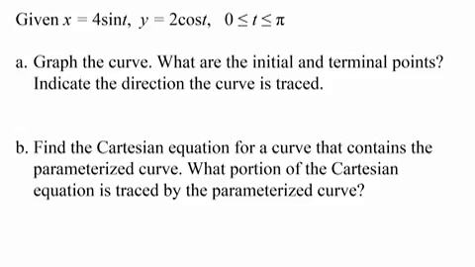Given that x equals 4 sine t and y is equal to 2 cosine t, where t is in the closed interval from 0 to pi: A, graph the curve. What are the initial and terminal points? Indicate the direction the curve is traced. B, find the Cartesian equation for a curve that contains the parameterized curve. What portion of the Cartesian equation is traced by the parameterized curve?